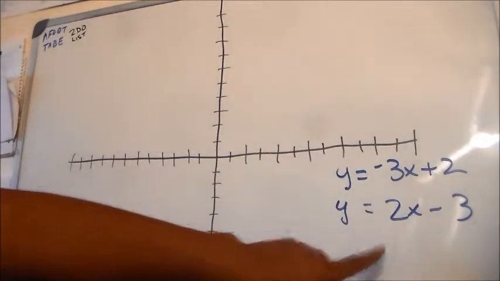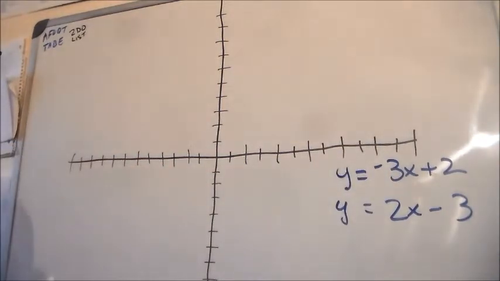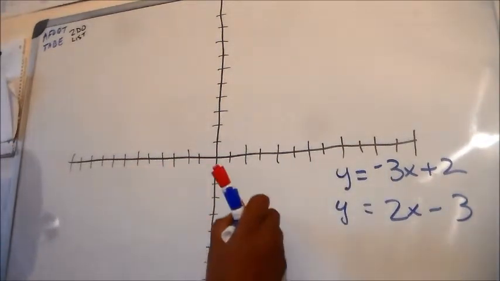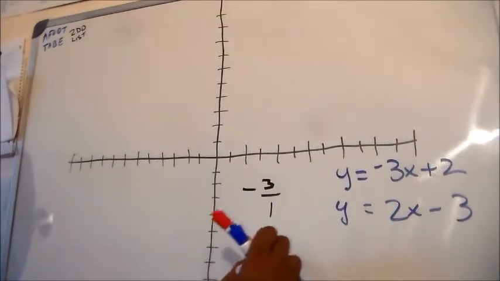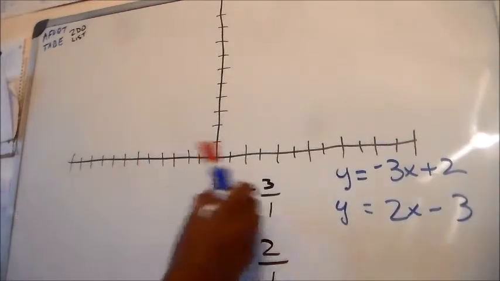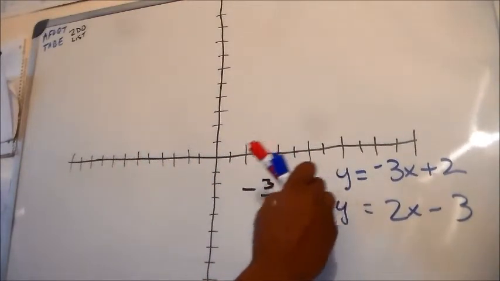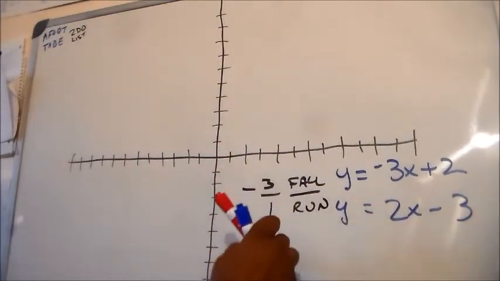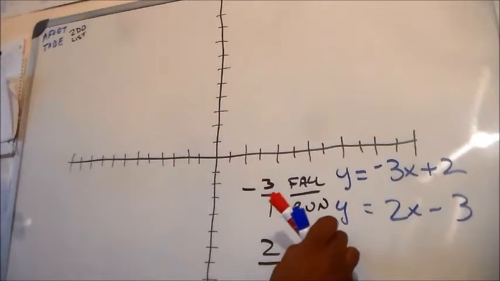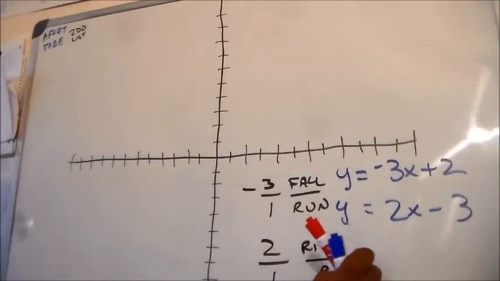This is the slope. It's 2 over 1. Even though we have whole numbers, they're fractions in a sense. So the A would be negative 3 over 1, and B would be 2 over 1. So with the negative, we fall 3 points, run 1 point. Here we rise, because it's positive, 2 points and run 1 point.